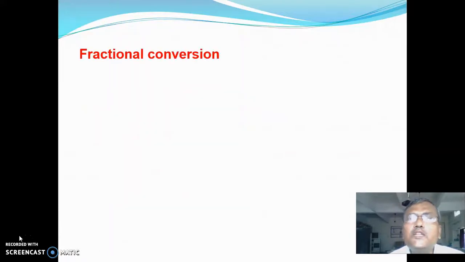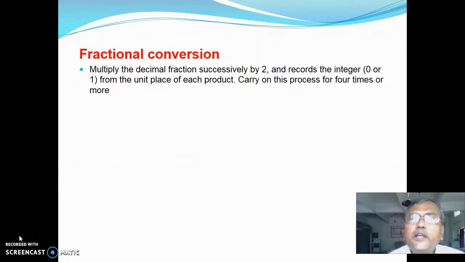Then we consider the fractional part. We multiply the fractional part successively by 2 and record the integer part every time. We carry out this process till the fractional part becomes 0, or we can continue it for 3 or 4 times, depending upon the accuracy required. Then we collect the integers in forward order.